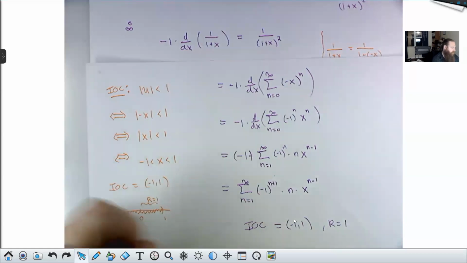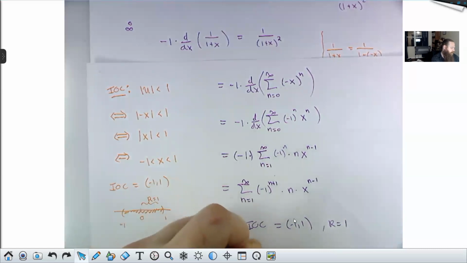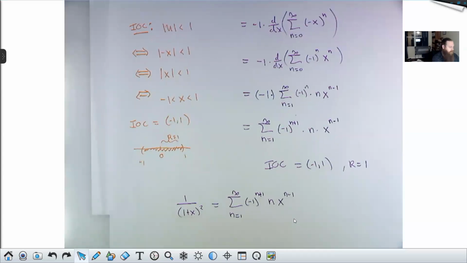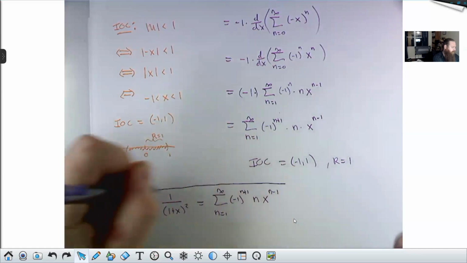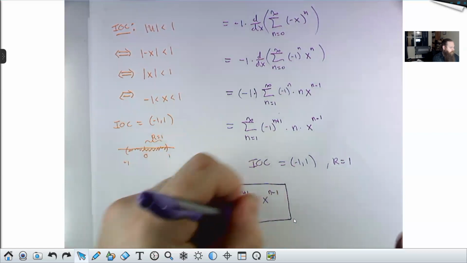You can summarize it like this by saying 1 over 1 plus x quantity squared is sigma n from 1 to infinity, negative 1 to the n plus 1 times n x to the n minus 1. And there are two things about this that you may find unsettling, although it is just a fine answer. I want to be clear about this on the test. You give me this, I will be happy.